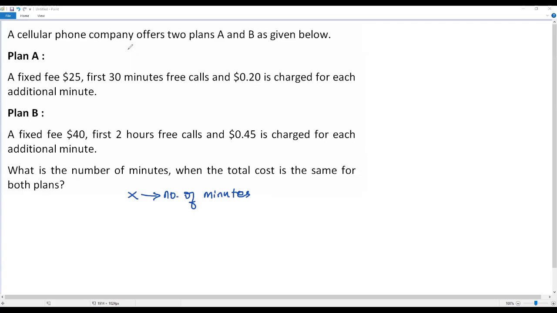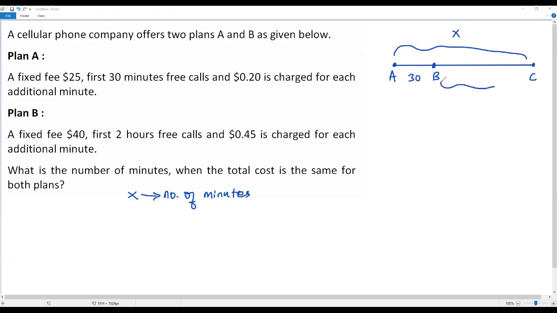So for that, I'm going to draw a line which represents total time, that is X number of minutes, and also let me mark some points over here. There is A over here, and B over here, and C over here. So the total length of this line segment AC represents the time X number of minutes, and the length of the line segment AB represents the first 30 minutes.